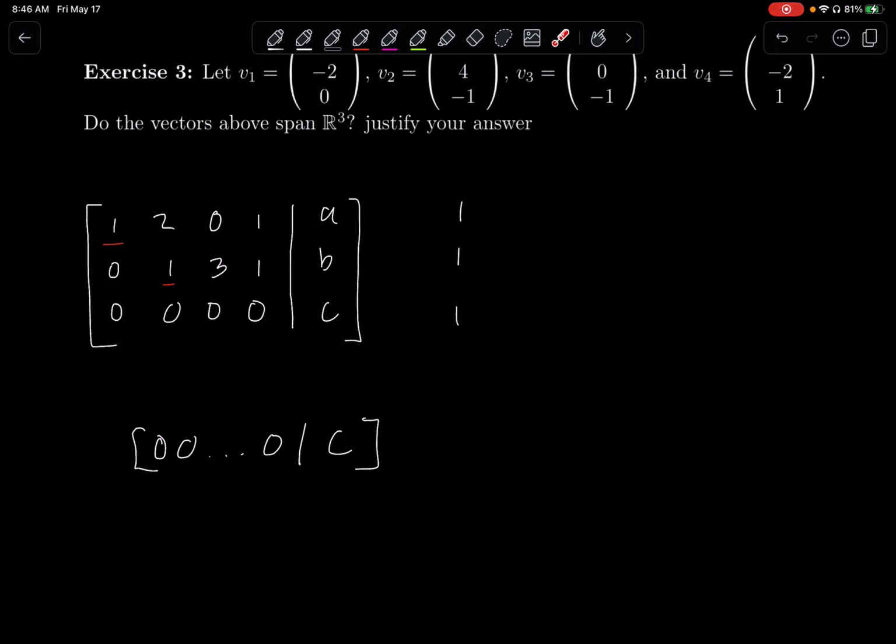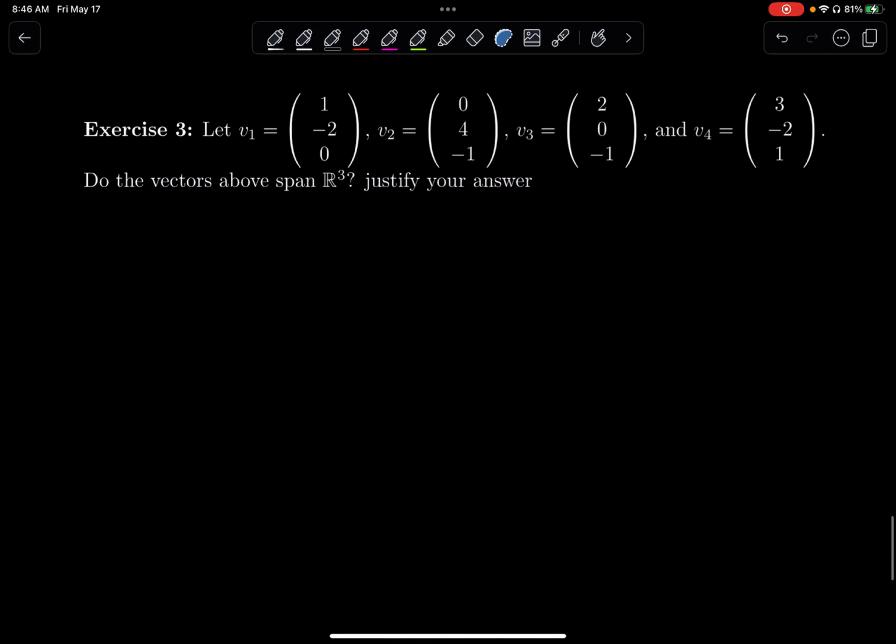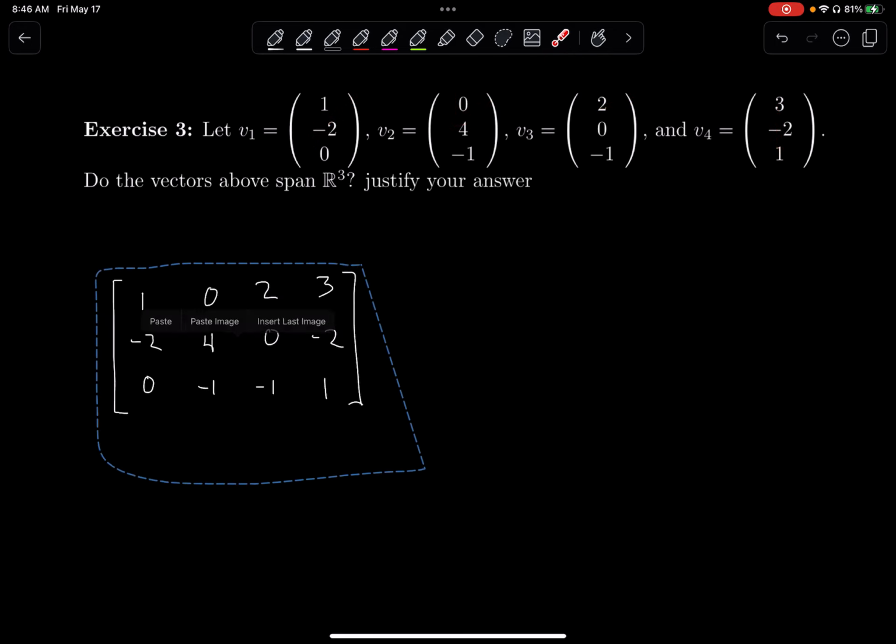You would need to check and see if you had 3 pivots, right? If you have a pivot in row 1, in row 2, and row 3, you would need a pivot in every single row, okay? So with that idea, let's go ahead and solve this question, right? They give us 4 vectors with actual numbers in them, right? Instead of variables or whatnot, right?